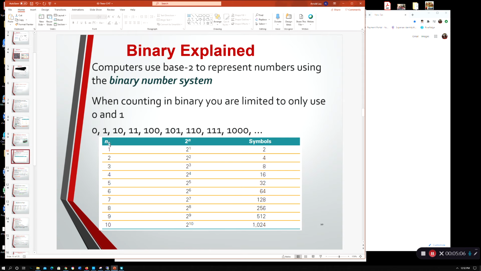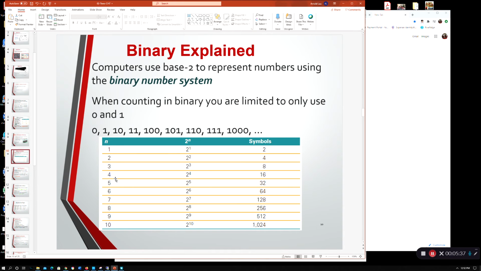So if you have 1 bit, so n equals 1, you can only represent 2 numbers, either 0 or 1. That's why you say you have 2 symbols here. With 2 digits or 2 bits, it's 2 squared, or 4, right? So you can have 00, 01, 11, and 10. Those are how many symbols. So it grows in an exponential fashion.